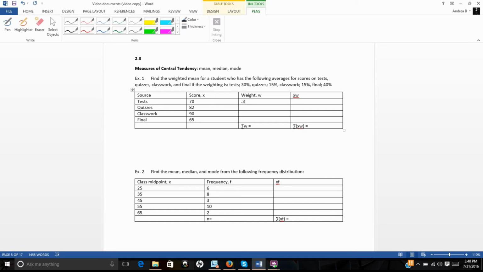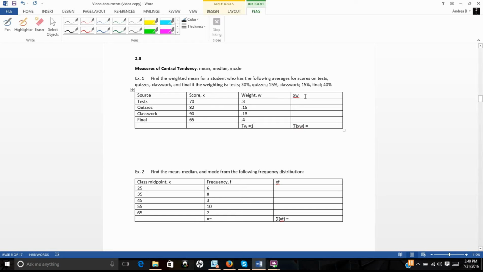So there we'd get 0.3 as a decimal. Quizzes are 15% in this case, so it'd be 0.15. Classwork is also 15%, so another 0.15, and then the final is 40%, which would be 0.4. And then you add up those weights. If I add up the weights in this particular case, it adds up to 1.